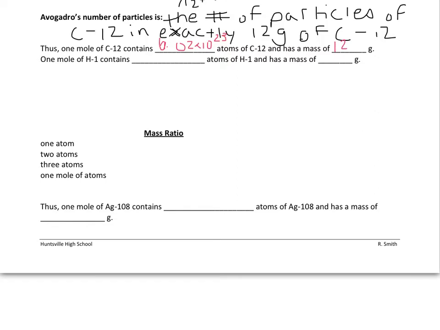Brilliant. Luke. So 6.02 times 10 to the 23rd of any atom is 1 mole, which is the equivalent of their atomic weight in grams. Yes. Okay. So, again, 1 mole of H1 contains how many atoms? 6.02 times 10 to the 23. The different colors are so you can tell when I'm not overlapping. And what would its mass be?